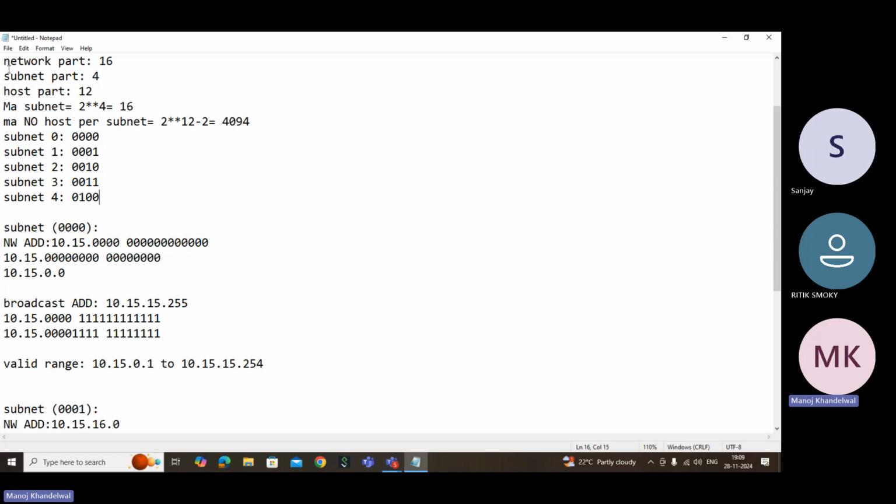Once you calculate the new subnet mask, you know the structure: 16 bits for the network part, 4 bits for the subnet part, and 12 bits for the host part. If it is a subnet address, make the 12 host bits 0. For the broadcast, make the 12 bits 1. For the subnet part, just write the subnet number in 4 bits. For the 16 bits, you don't have to do anything, keep it the same.